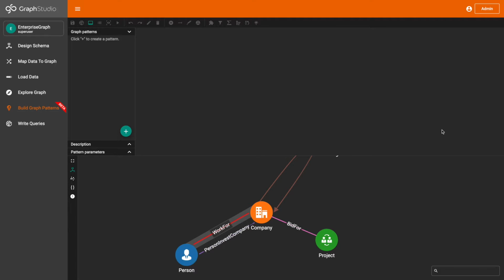Hi everyone, I am here to demonstrate how to create a visual pattern which will help us find all the people who hold a key position in at least 2 different companies. And by key positions in this particular case, I mean whether they work as a CEO, director, or a vice president in at least 2 different companies.